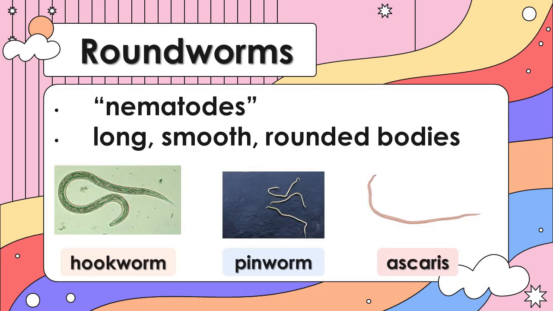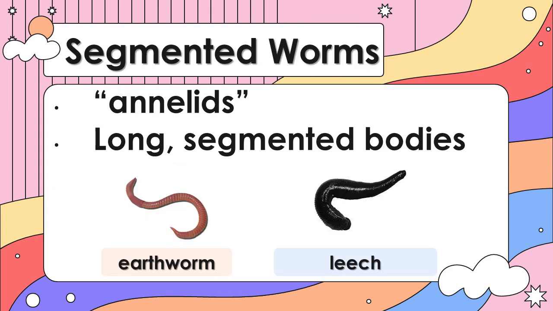Roundworms. Roundworms are also known as nematodes. They have long, smooth, and rounded bodies. Some are parasitic to humans such as hookworm, pinworms, and ascaris. Segmented worms are also known as annelids. They have long segmented bodies. The segments are identical, meaning they contain the same internal organs like earthworm and leeches.